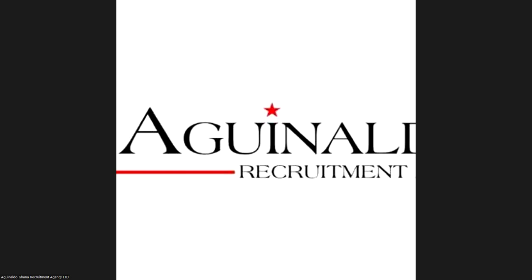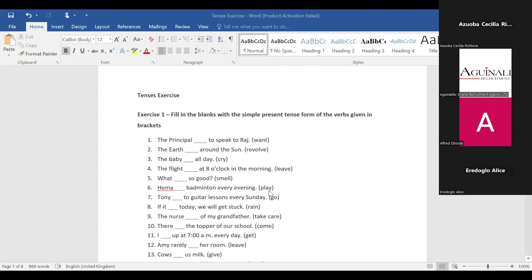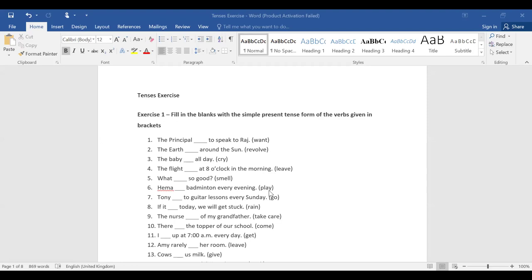Okay, let's start with this one. It will show on your screen shortly. They say practice makes a man perfect. All right. On your screen now are 20 exercises on tenses.